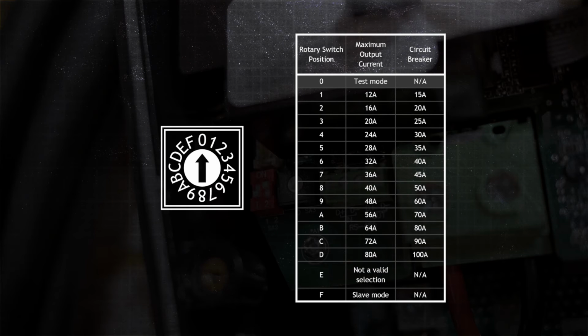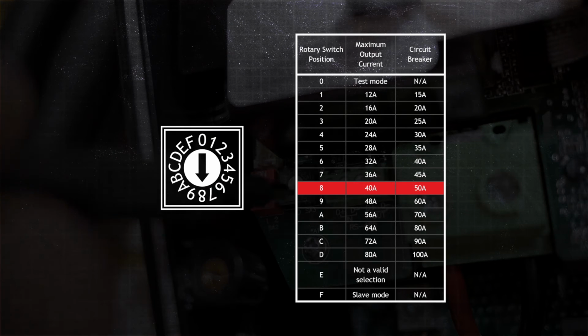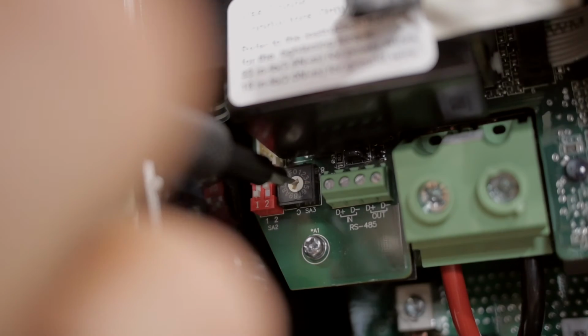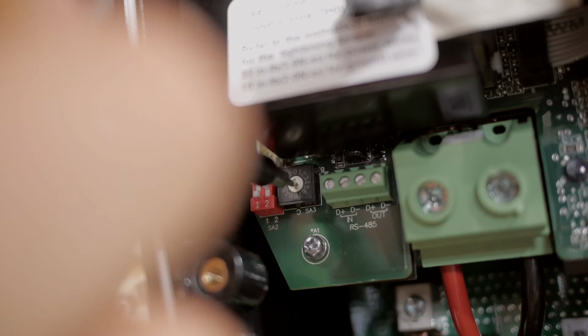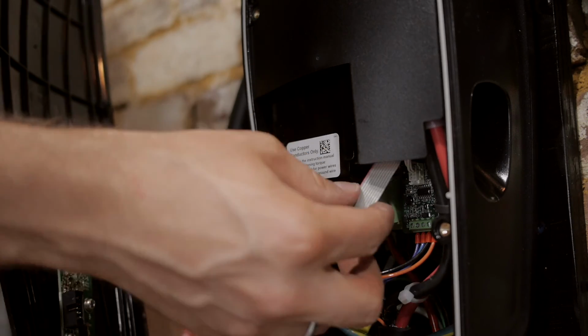The rotary dial sets the maximum current that the wall charger can draw. This is simply a matter of finding the appropriate position for the installed circuit breaker. In my case, it's a 50 amp breaker. With these switches set, I was ready to reassemble the case.